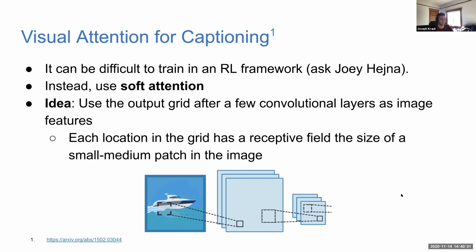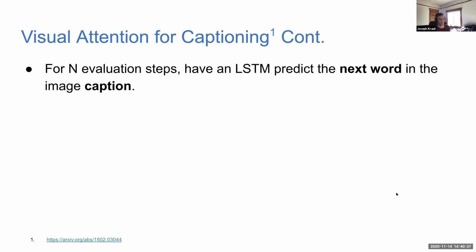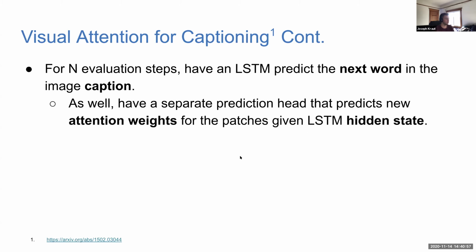Okay, and now that we have this representation, this grid of features that can be thought of as patches, we do a very similar setup as before. We take n evaluation steps and have an LSTM predict the next word in the image caption at each step. And not only that, we have a separate prediction head, or attention head, that predicts the new attention weights or coefficients for the patches given the LSTM hidden state.